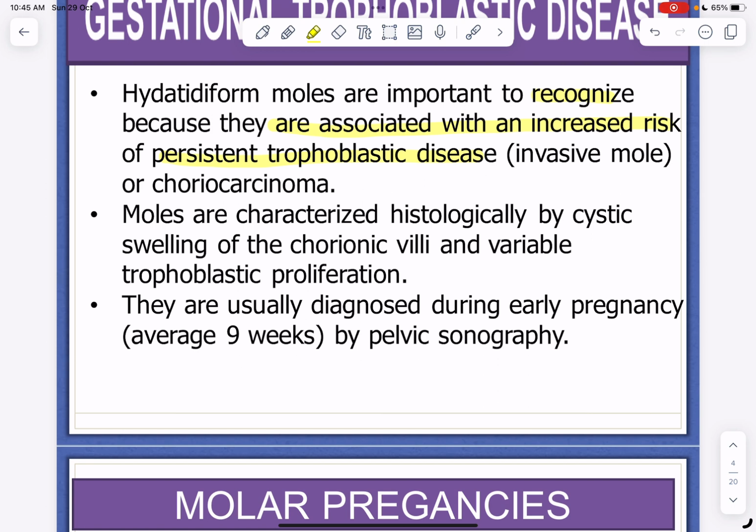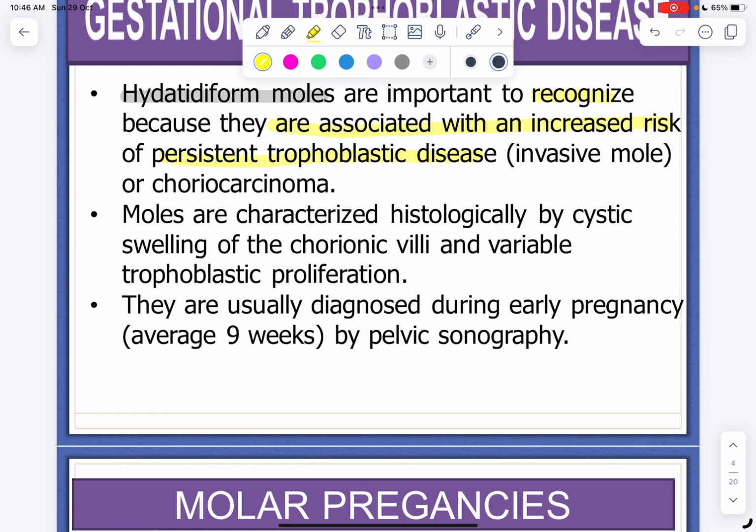You have to differentiate between the partial and complete, and always the complete mole has a propensity to develop choriocarcinoma. Two to 2.5% of complete hydatidiform moles may transform into choriocarcinoma. So you have to know the hydatidiform mole well, and you have to know each of them, partial or complete.